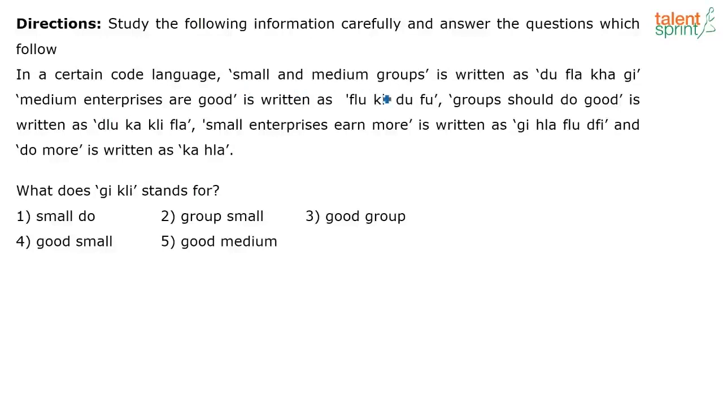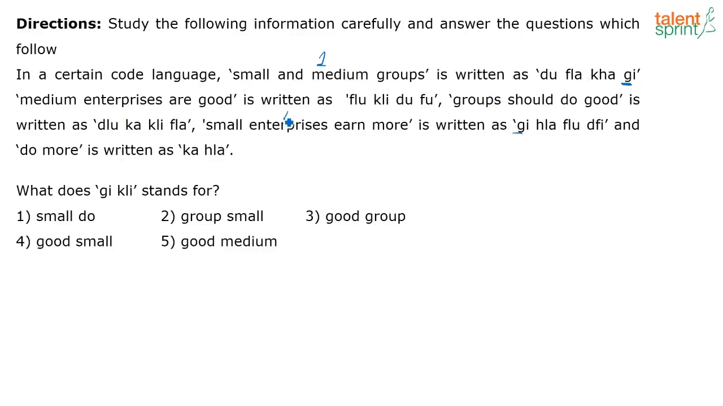Now what is given here, small and medium groups is written like this. So you have this GI word here. You have to find out the code for GI and KLI. So where do you get GI? The code GI is there in the first set, correct? Here in this one it is there, GI. Then the last one: small enterprises earn more. There also you have the code GI, and you have small and medium groups. There also you have the code GI.